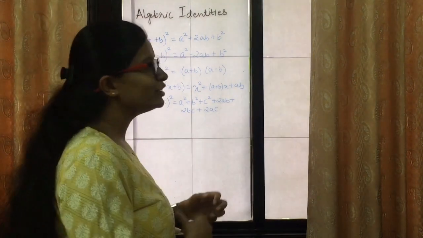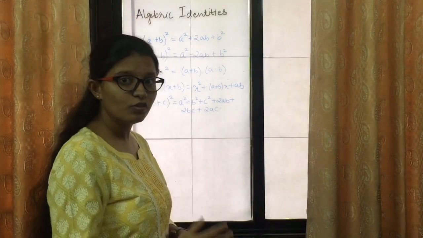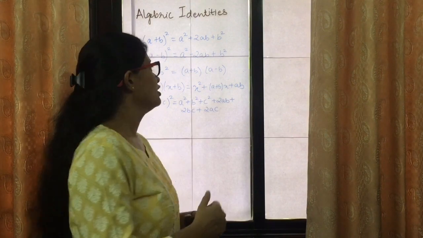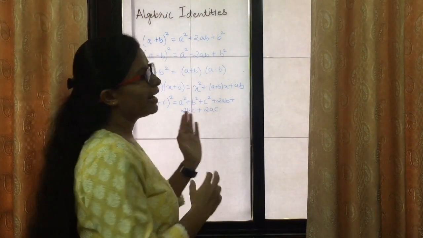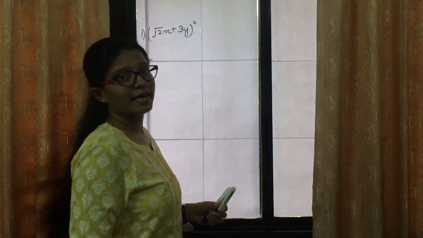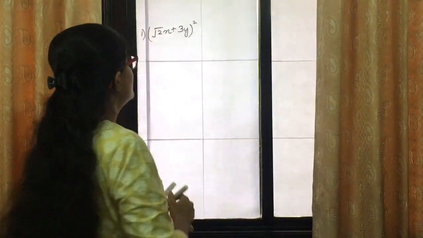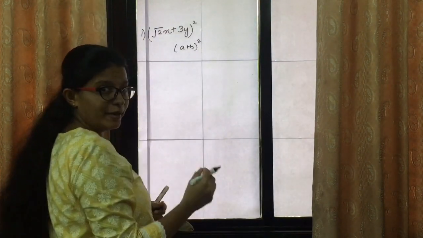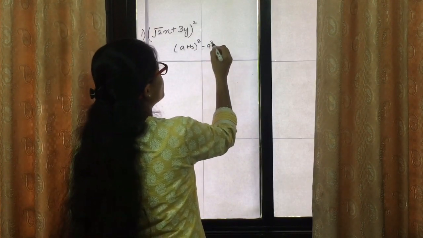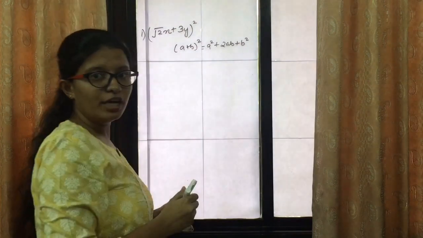How to use these identities in the sums, we will be seeing in this lecture. So let's start with the sums and how these identities are applicable there. Let's see such a type of question: (root 2x plus 3y) raised to whole square. Here, can we apply (a plus b) whole square? (a plus b) whole square says a square plus 2ab plus b square. This is our identity.